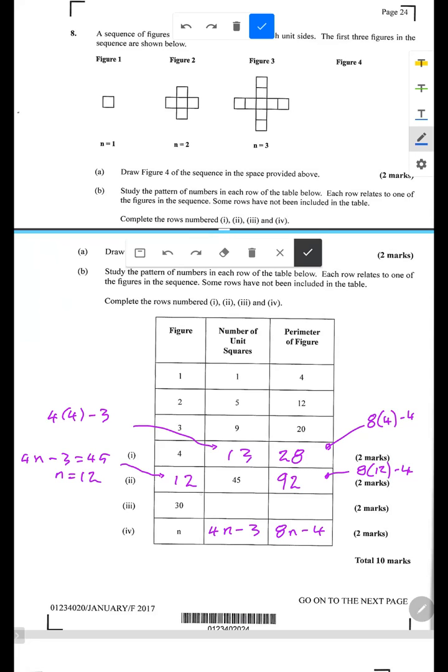And then down here is a simple case. For here, it becomes 4 times 30 minus 3, which is 117. And for right here, it becomes 8 times 30 minus 4, which is what? 236. All right, good. So that is that.